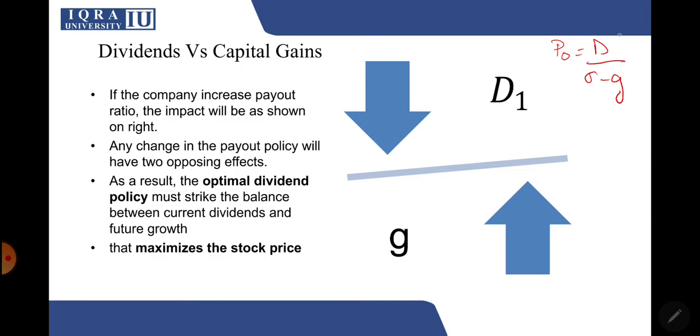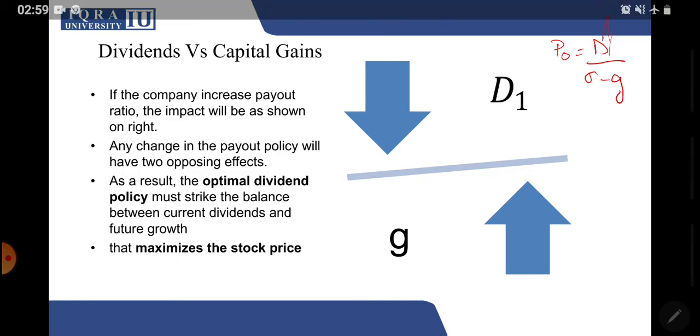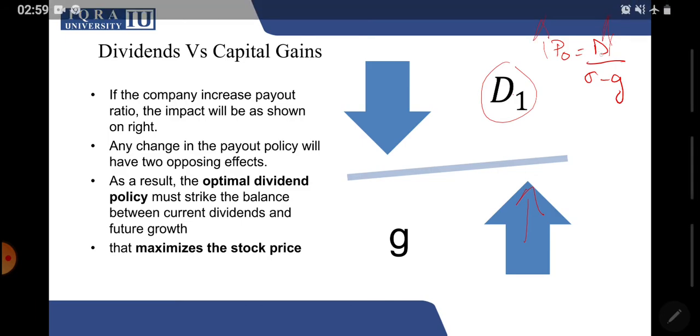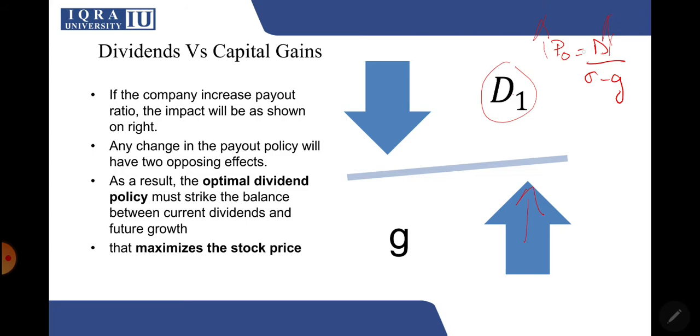Basically, if the payout increases, more dividend is being paid, so your dividend will increase, so your D1 will increase in that case. If D1 increases, automatically the stock price will increase, right? If the numerator increases, this will increase as well. But the problem is that when dividend increases, at the same time your growth rate declines. Now the growth rate is negative over here, it is being subtracted. So if your growth rate declines, your price will go down. So the other impact is that when dividend increases, your growth rate will decline, and if your growth rate declines, then the price of the stock is expected to go down with it.